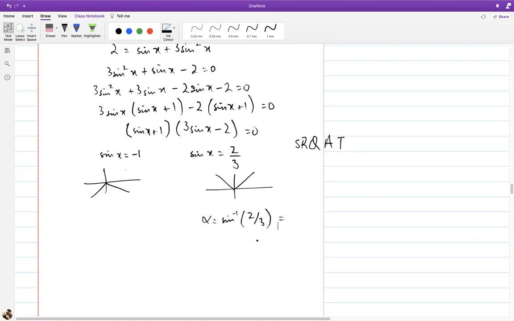Do you have a calculator? What do you get? 41.8. All right, so this is your alpha. So this is 41.8 and that's 41.8. All right, so when you do that, what's your theta? Theta, or x basically, in this case we'll call it x. So x is going to be 41.8 and 180 minus 41.8. All right, so whatever that comes out to be.